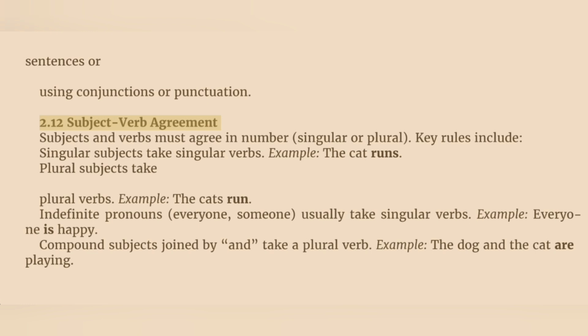2.12 Subject-verb agreement. Subjects and verbs must agree in number, singular or plural. Key rules include: singular subjects take singular verbs. Example: the cat runs. Plural subjects take plural verbs. Example: the cats run. Indefinite pronouns everyone, someone usually take singular verbs. Example: everyone is happy. Compound subjects joined by and take a plural verb. Example: the dog and the cat are playing.